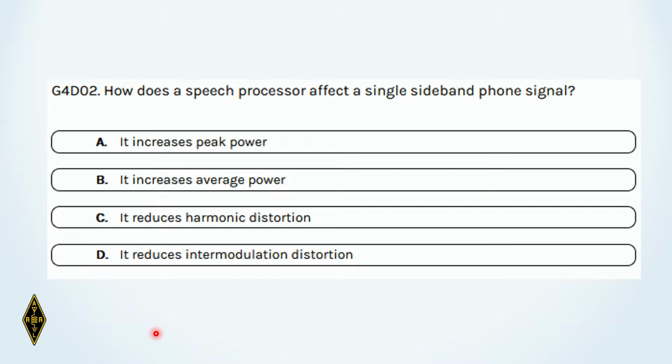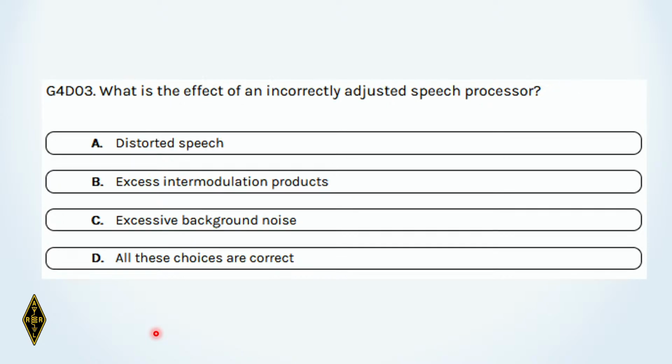It doesn't change any peaks, but what it does do is, Bravo, it increases the average power of your audio signal by using compression and equalization. And what is the effect of an incorrectly adjusted speech processor? Delta, all of those. Distorted speech, excess intermodulation products, excessive background noise, all of those.